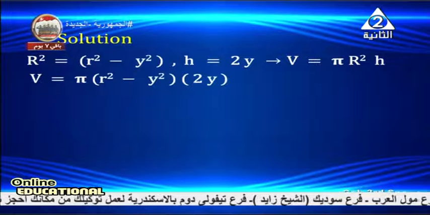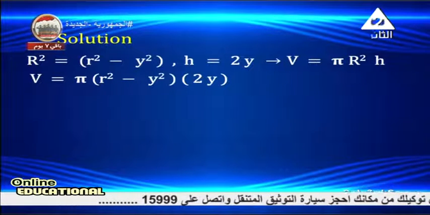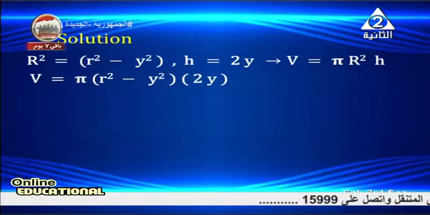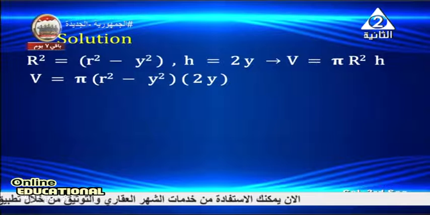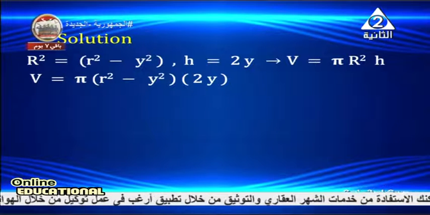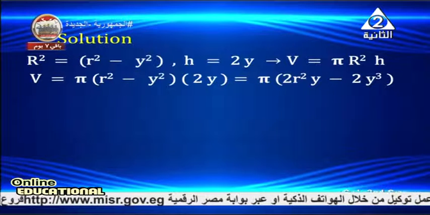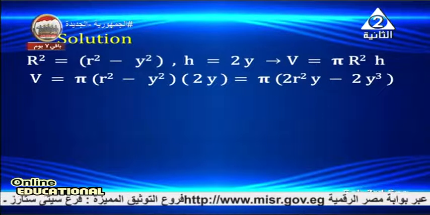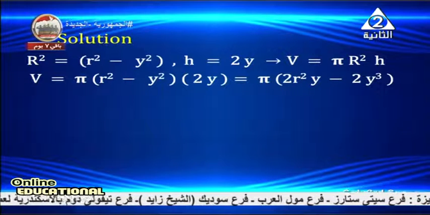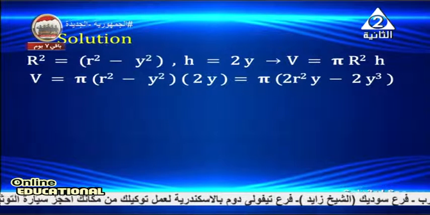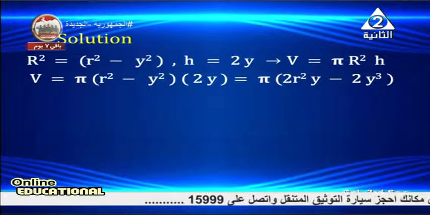Then the volume V equals pi multiplied by the brackets r power 2 minus y power 2 times the height, which equals 2y. Then the volume of the cylinder equals pi times the brackets 2r power 2 y minus 2y power 3. Now we have a relation between the volume of the cylinder and the radius length of the sphere.